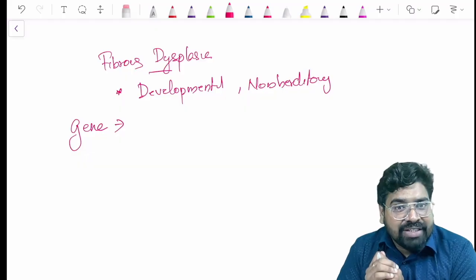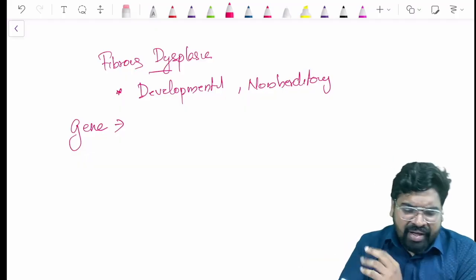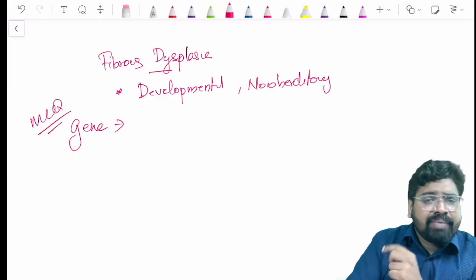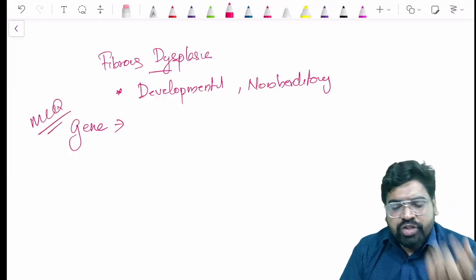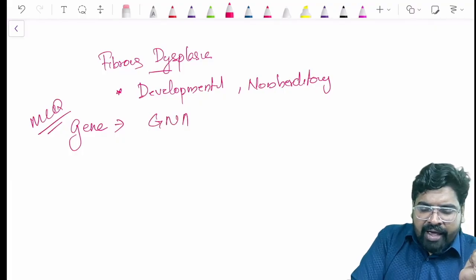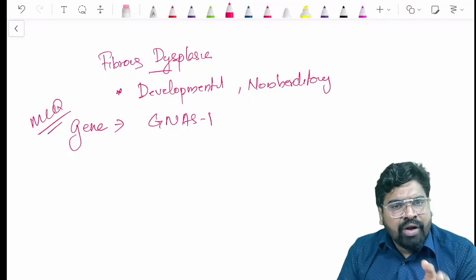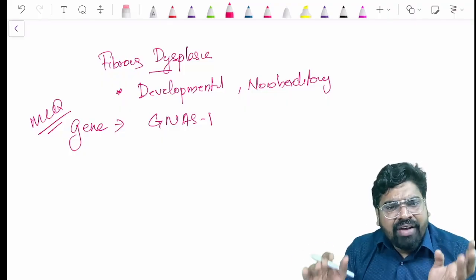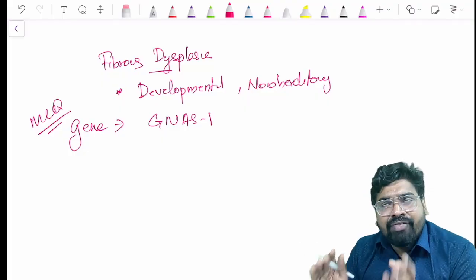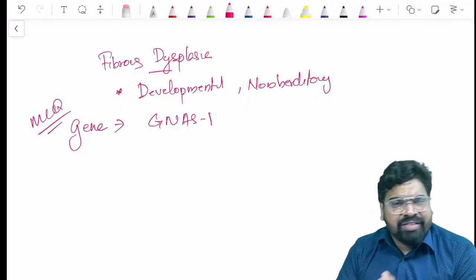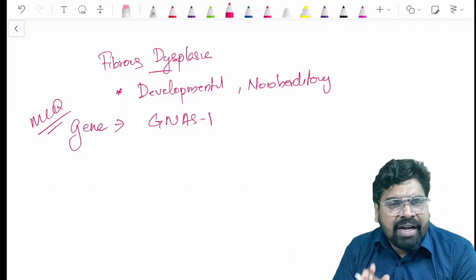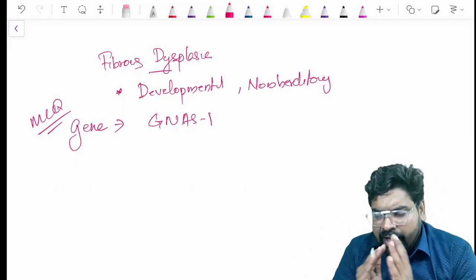What is the gene mutation? The very famous MCQ, most important MCQ: GNAS1. The GNAS1 gene is the mutation here. Guanine nucleotide binding protein alpha stimulatory activity polypeptide 1. It's a very big name and it doesn't matter, you just remember GNAS1.